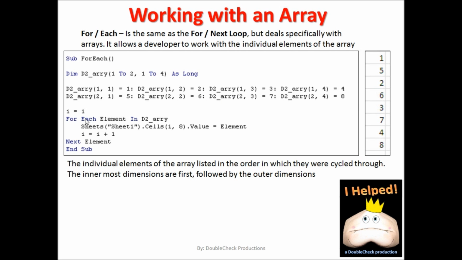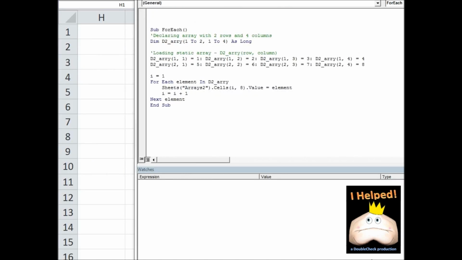Now, whenever I actually print these out using the for each loop, it actually goes 1, 5, 2, 6, and so on. It goes in this order: 1, 5, 2, 6, 3, 7. The reason they print out that way is that the individual elements in the array are listed in the order in which they were cycled through by the for each loop. Now, the thing to keep in mind about the for each loop is that it's always going to go through the innermost dimensions first, followed by the outer dimensions. So let's go ahead and show an example of this.